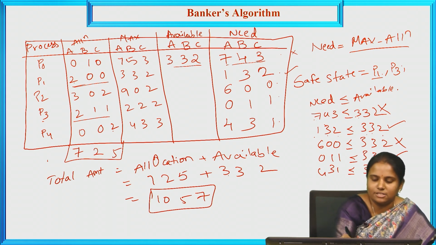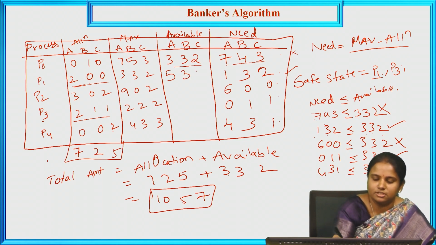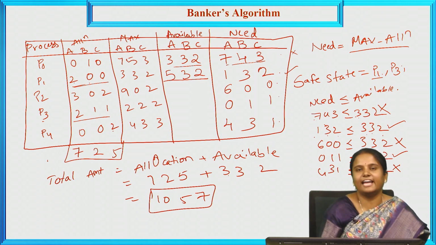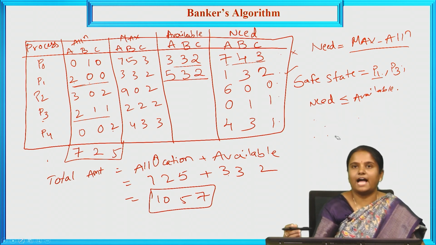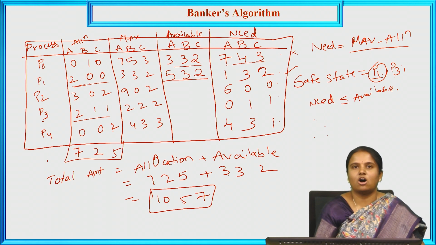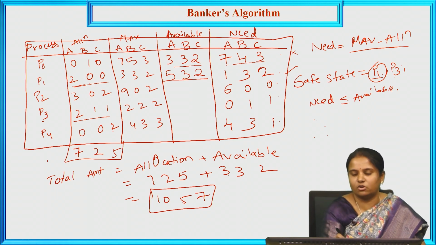So 3 plus 2 is 5. Next 3 plus 0 is 3 and 2 plus 0 is 2. So now our availability amount is increasing. So 532. For this available, again we need to start checking the need matrix. I took only the P1 value here. So now you can take P3, or else after checking the 532 value you can start your safe state. So I am starting with only P1.